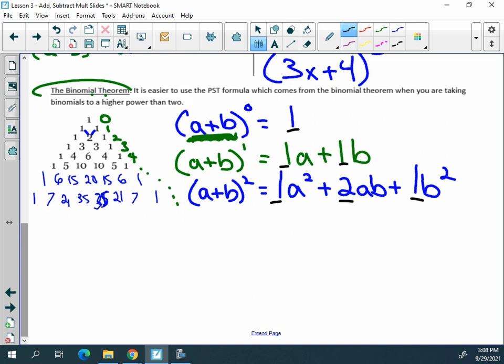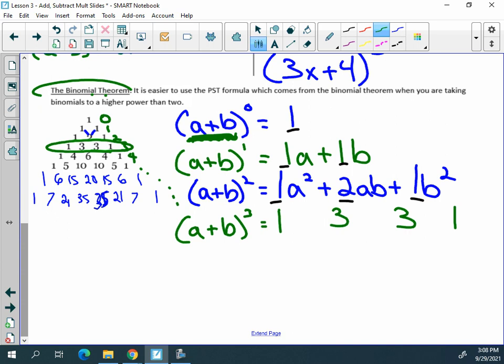So let's see if we can follow this. A plus b cubed. I'm going to use row 3 right here. Okay, actually it's row 4 if you're counting them, but that's for my cubes. All right, and these numbers, what are they giving me? Well, they're giving me the coefficients of each of my terms.